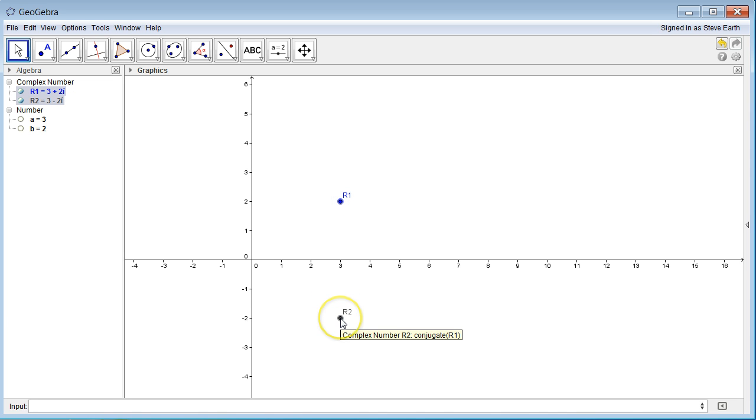But R2 was specifically built to be the conjugate. So if I try to move R2, I can't do it. R2 is always forced. I'm trying to move R2, it's stuck, because it's stuck to always be the conjugate of R1. R1 I get to move. R2 I don't. I believe that. I don't know for sure, because I'm new to GeoGebra, but I think that's why R1 is showing up in blue, and the rest aren't. So I think blue means it's like a parent to something else, and R2 means it's dependent on something.